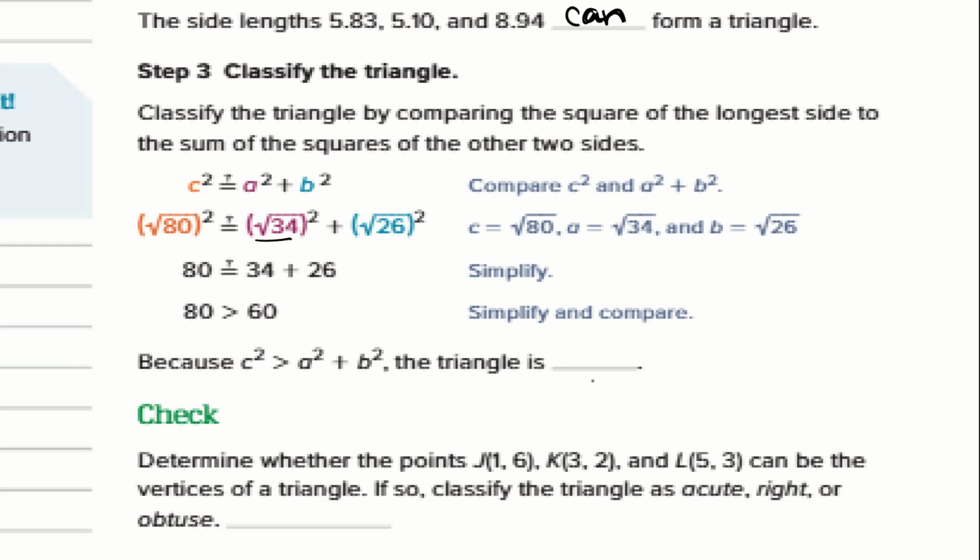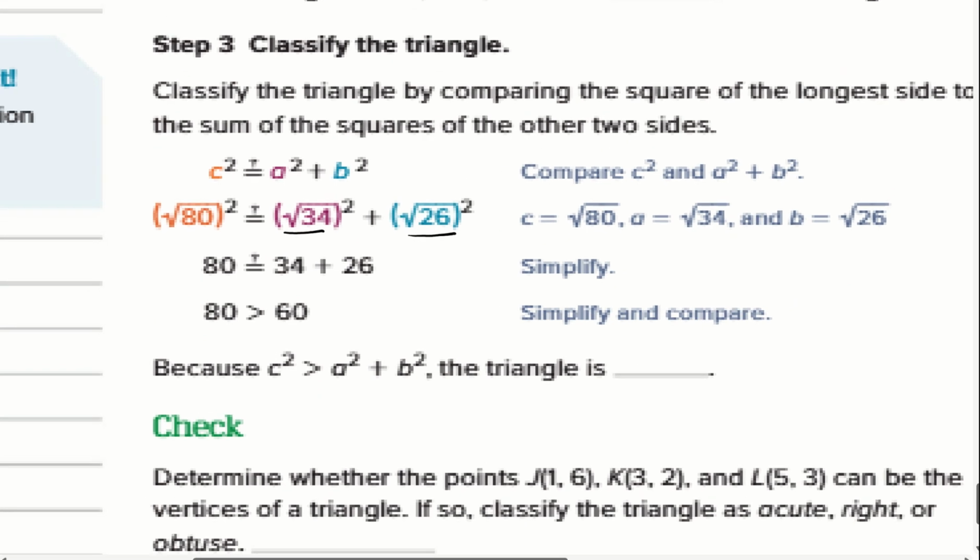Okay, so we got square root of 34 squared, square root of 26 squared. Now, remember that the square and square roots cancel. So this cancels, this cancels, this cancels. This is why we use a square root, because it's so nice, and then it cancels out when you use the Pythagorean theorem. So do we get 80 is 34 plus 26? Well, 34 plus 26 is 60. Now, 80 is bigger than 60. Since c squared is bigger than a squared plus b squared, that means the triangle must be obtuse.